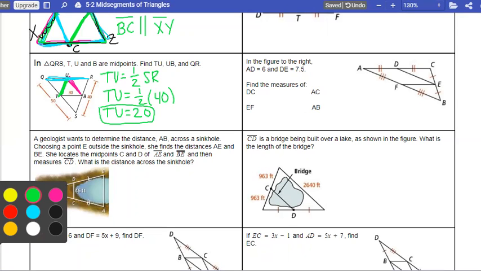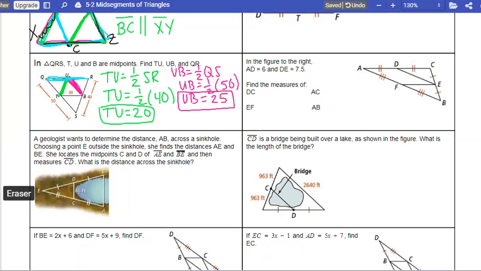What about UB? UB is in pink. Now let's find what side UB is parallel to. There's our whole triangle that I drew in pink. UB is parallel to QS, and half as long as QS. Well, QS is 50. So UB is half as long as 50, or 50 divided by 2 is 25.